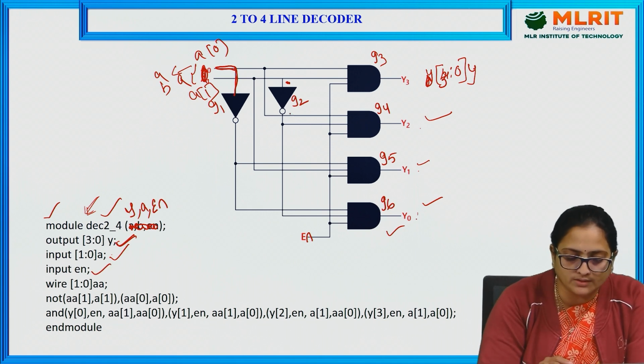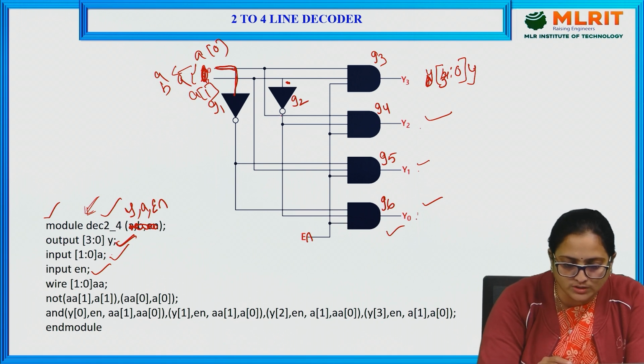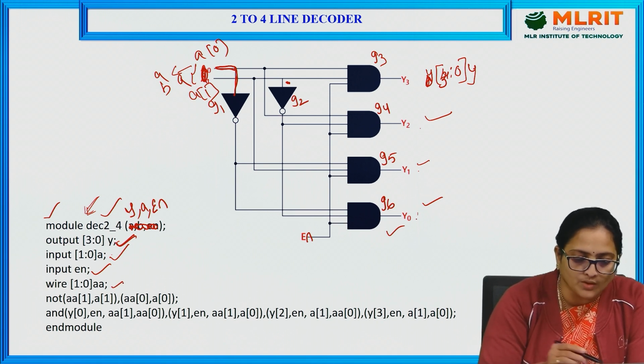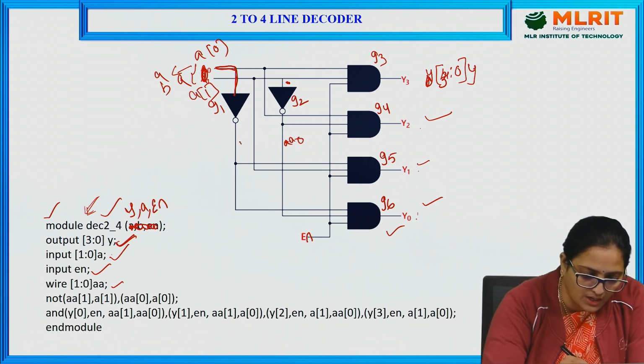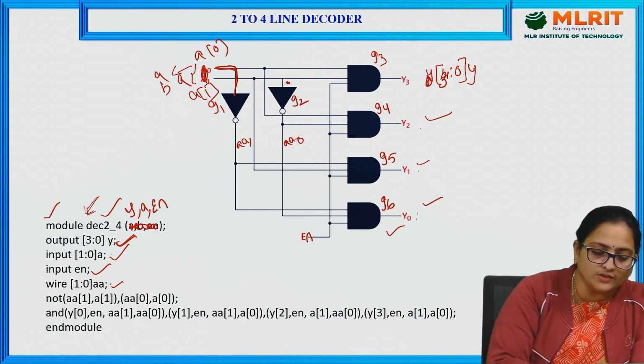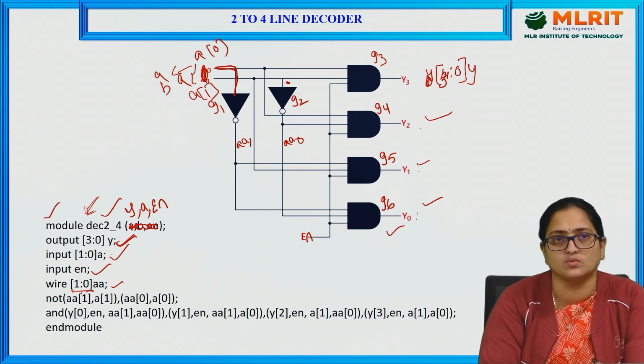So here the outputs of NOT gate are utilized by these AND gates. So these two have to be given with the keyword called wire, and these are given with wires A of 0 and A of 1. So we need two wires. The two wires are declared with the vector notation 1:0 A.